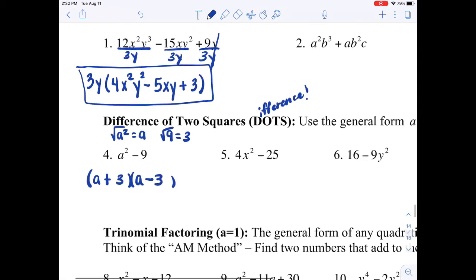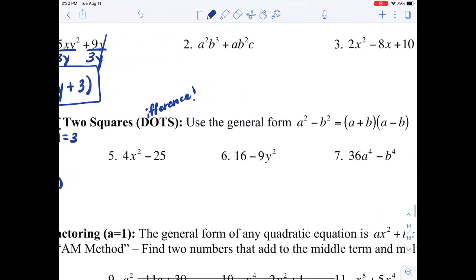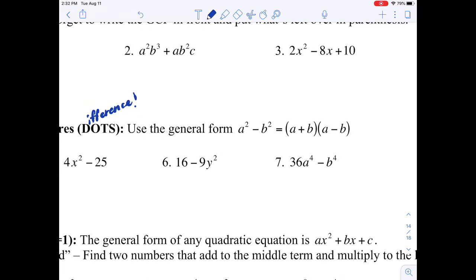You'll have to be careful with examples where you have something like 4x squared minus 25, or even better yet, watch out for something like number 6. As I take a look at this one, if you take the square root of 16, you get 4. If you take the square root of 9y squared, you'll take the square root of each term individually. Square root of 9 is 3, square root of y squared is y. If you take a look at this, 3y plus 4, 3y minus 4. Is that the correct way to factor this expression?